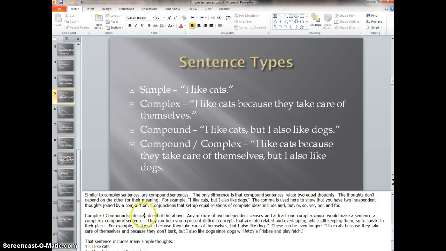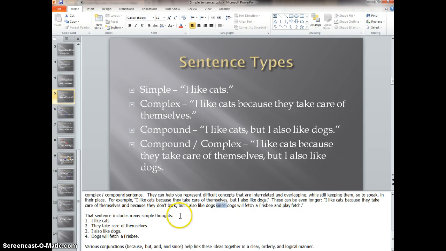Complex compound sentences do all the above, but basically they mix complex and compound together. I'm going to skip ahead here. So for example, I like cats because they take care of themselves, but I also like dogs. You can make these sentences even longer. I like cats because they take care of themselves and because they don't bark. But I also like dogs since dogs will fetch a frisbee and play fetch. You can really make sentences be as long as you want, as long as you keep joining simple thoughts together with different types of conjunctions.